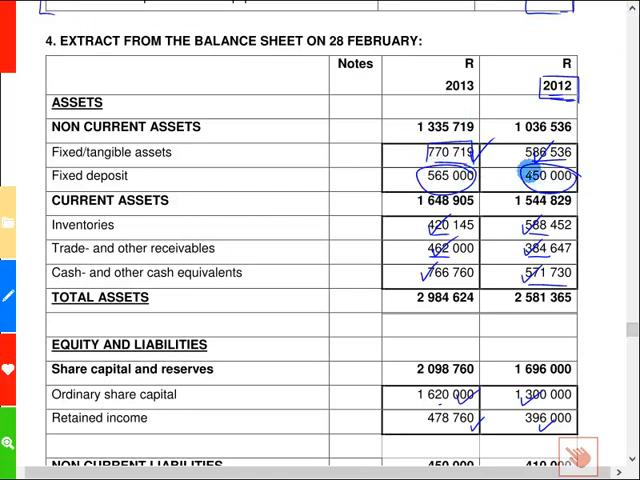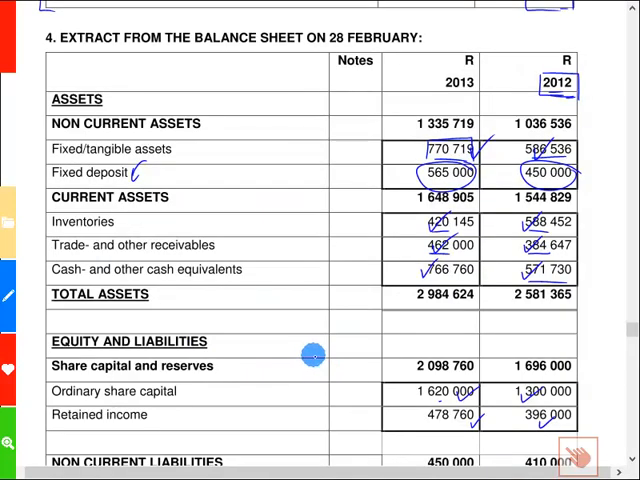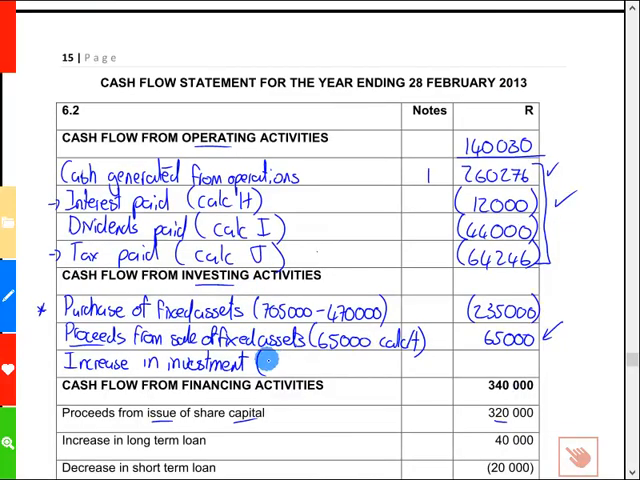There was an increase in the fixed deposit. An increase in the fixed deposit is an inflow or an outflow. Why would the fixed deposit increase? It would increase if we take money and we put it into the fixed deposit. Okay, so that means it's an inflow. We took money and we put it into the fixed deposit. So what happened to our money? It went out. Right, think always what happened to your money, what happened to your cash? It went out. 565 minus the 450, and that's going to give us an outflow.